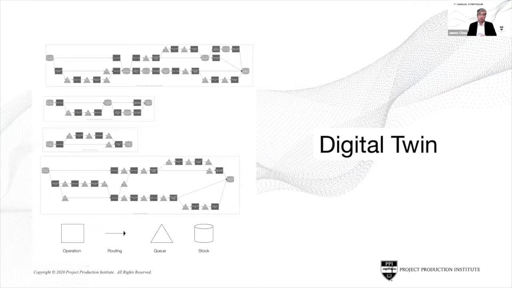So for us, this is the nomenclature that we typically use, and we're going to talk about it using an example with Will on what we look at as a digital twin for a production system. It has to have these components: an operation, routing, the queue, stock, and the capacity that allows these operations to take place.